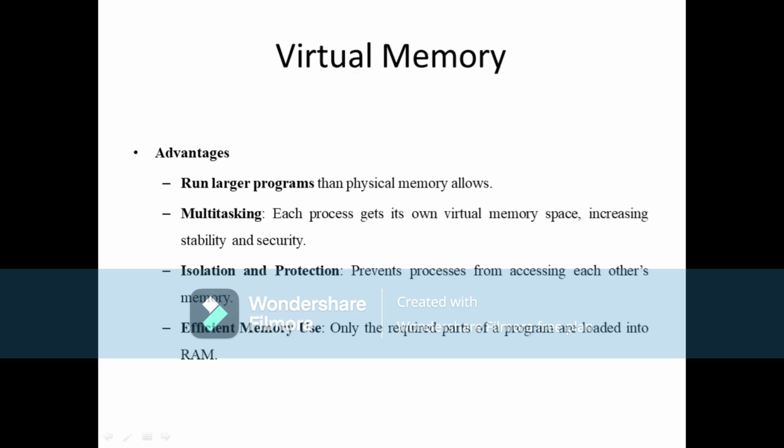Let us see some advantages of virtual memory. The first advantage is that we can run larger programs than our physical memory allows. The second advantage is multitasking. Each process gets its own virtual memory space, increasing its stability and security. The third advantage is isolation and protection. It prevents processes from accessing each other's memory. The next advantage is efficient memory use. Only the required parts of the program are loaded into the RAM.